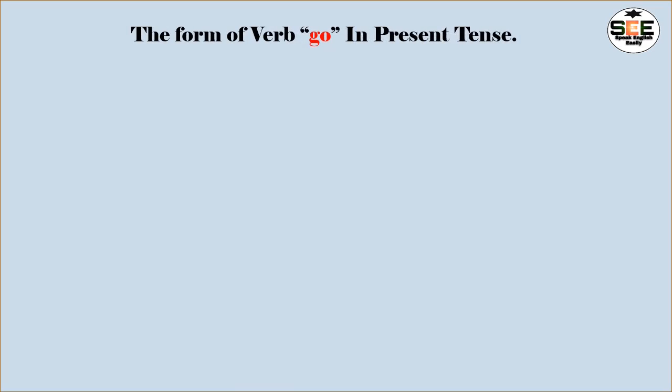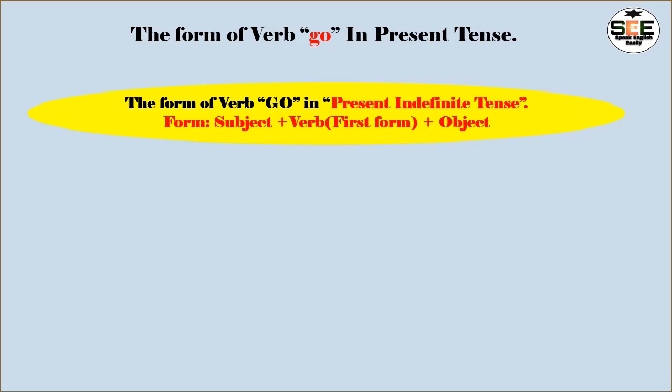Today I'll inform you about a very important topic: the form of the verb "go" in the present tense. The formula for the present indefinite tense is subject plus verb, first form of the verb, plus object. So here I have mentioned how to write a present indefinite tense. In order to write it, we need a subject plus a verb. The verb should be in the present tense, meaning the first form, plus an object. Then we can write the present indefinite tense, right?